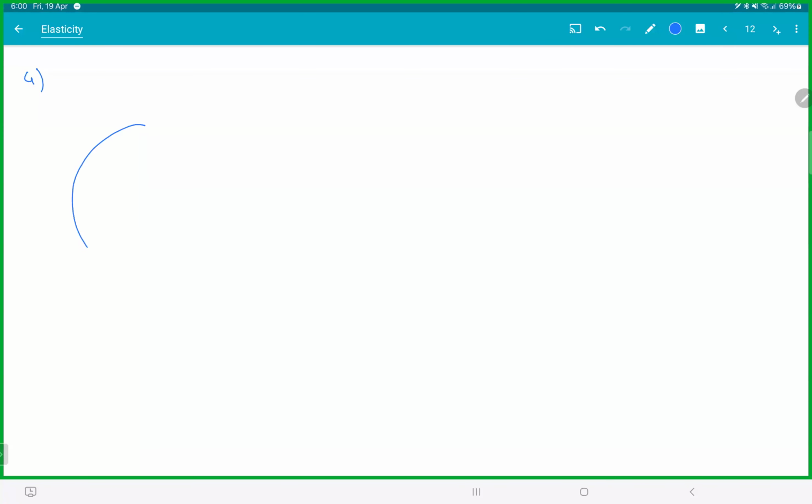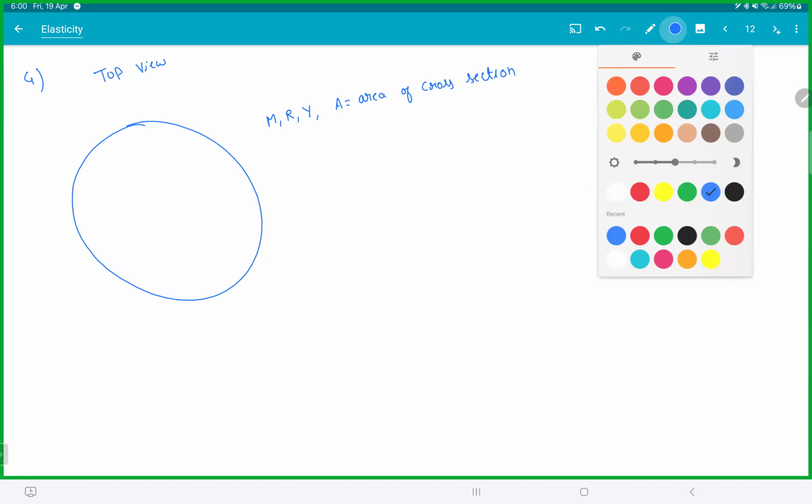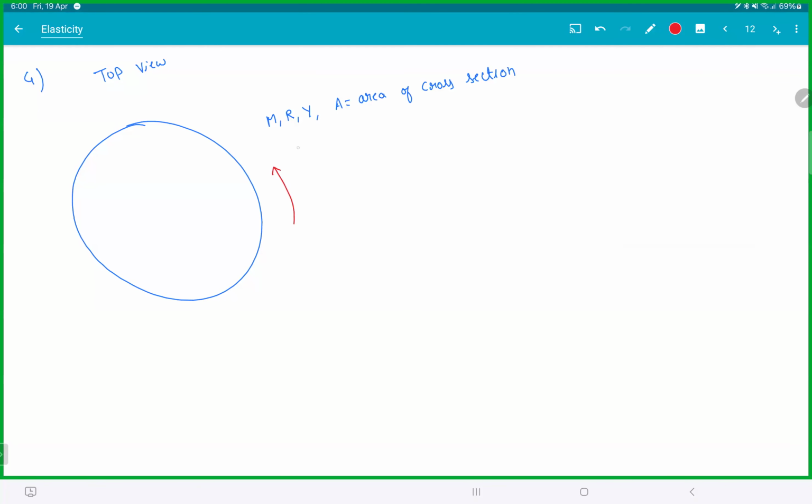This is a standard one. Top view. Mass M, radius R, Young's modulus Y. A is the area of cross section of the wire. The whole ring starts rotating with omega. We have done this in circular motion. If it rotates with omega, there's the tension in the ring. So find the change in radius.